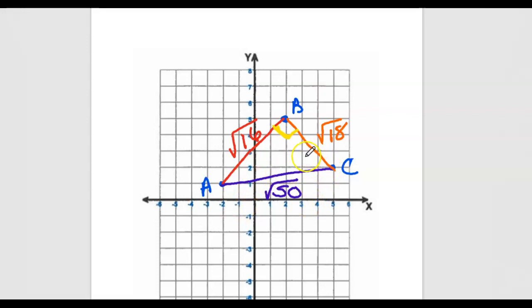Now if I had changed any one of my points, it may or may not have been a right triangle. The thing is, we can't always guarantee what our eyes see. We have to actually do the math to prove it. So practice some of these, and then let me know if you have questions.